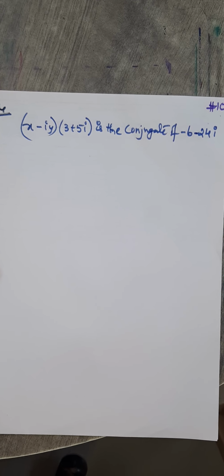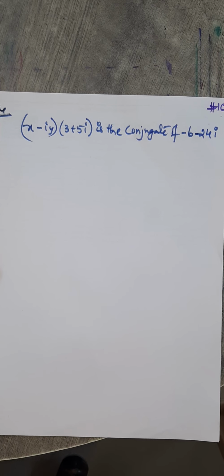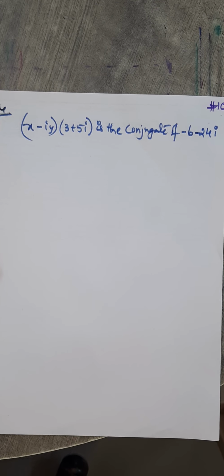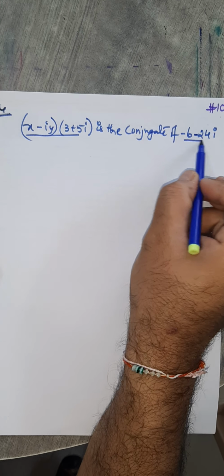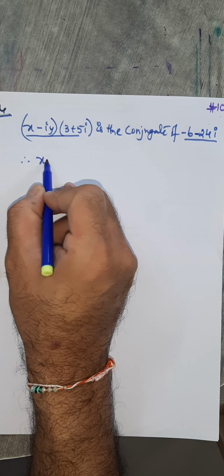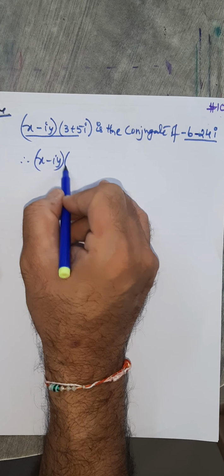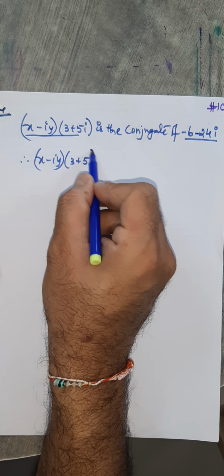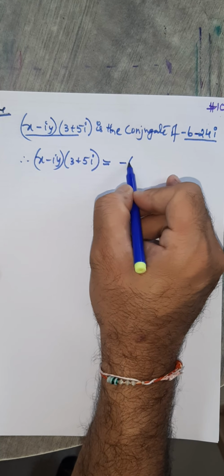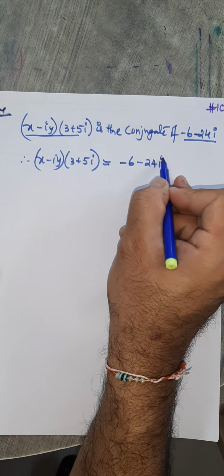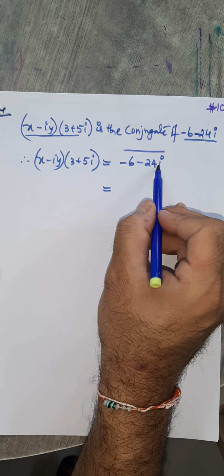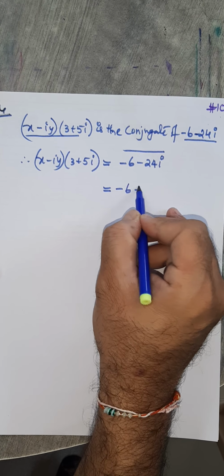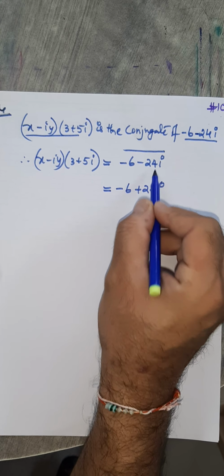In the next question number 14, you are given that x minus iy into 3 plus 5 iota is the conjugate of this complex number. This is conjugate of this. That means x minus iota into 3 plus 5 iota is conjugate of this. So minus 6 minus 24 iota, take the conjugate. Now what's a conjugate? I is replaced by minus I. So minus 6 plus 24 iota.